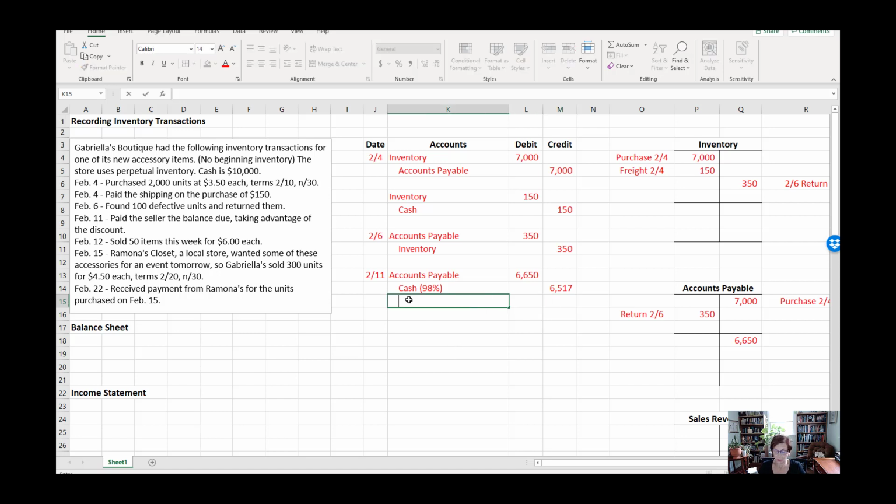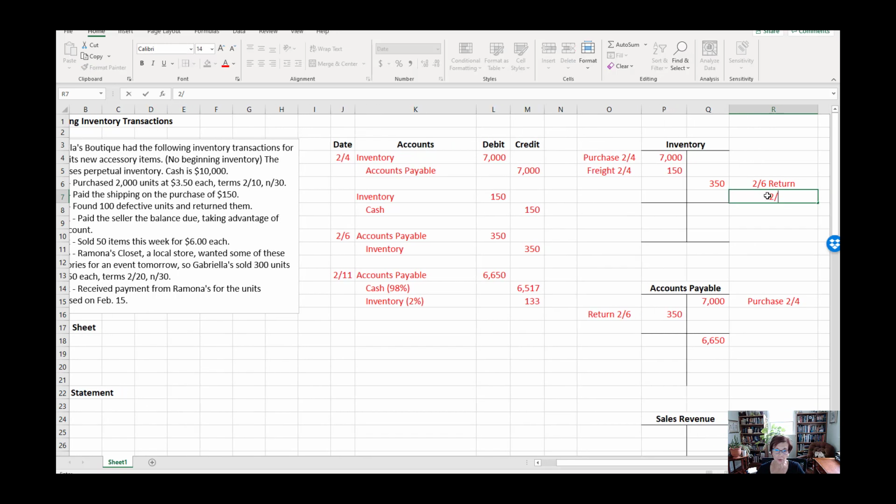Now the 2%, and you could do the 2% first. The order of these doesn't matter. The 2% is a reduction in the cost of our inventory. Why? It's a discount, right? We didn't pay as much as we thought. So this is going to be equal to 2%, so 0.02 times the $66.50. These two have to add up to $66.50, of course. All right. So over here we have 211 discount, and that is equal to $133.